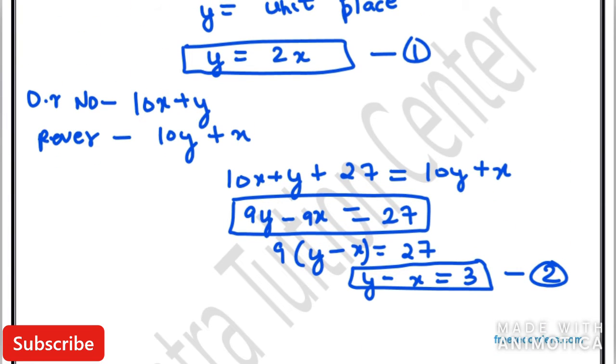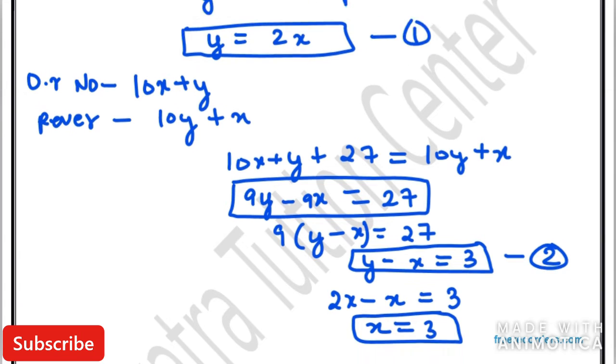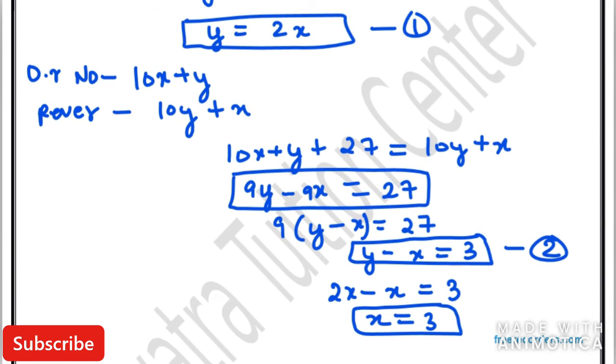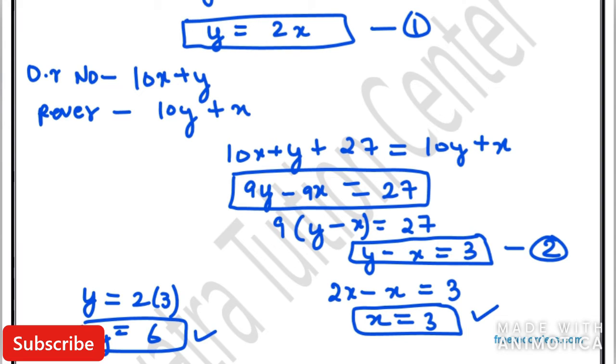Now putting the value of equation 1 into equation 2. So y is equal to 2x, so I will put 2x here. So 2x minus x is x. Therefore my value for x is 3. Now putting this value into equation number 1, that is y equals 2x. So 2 times 3, y equals 6.